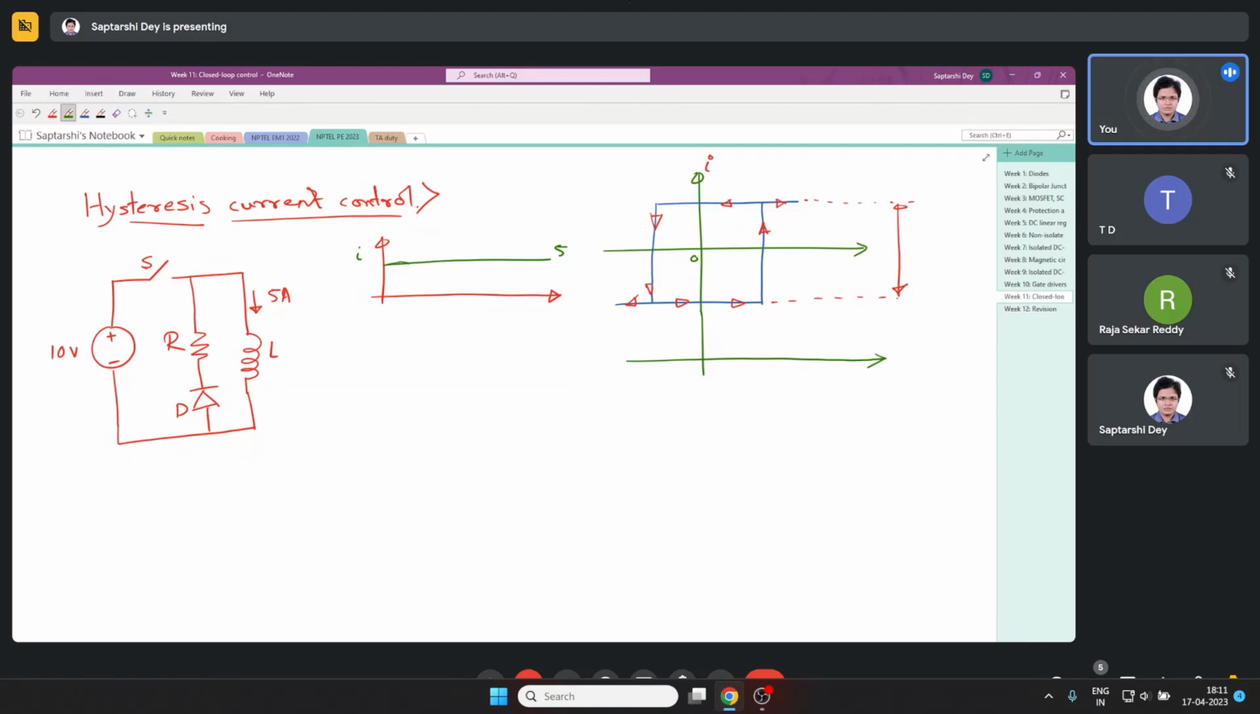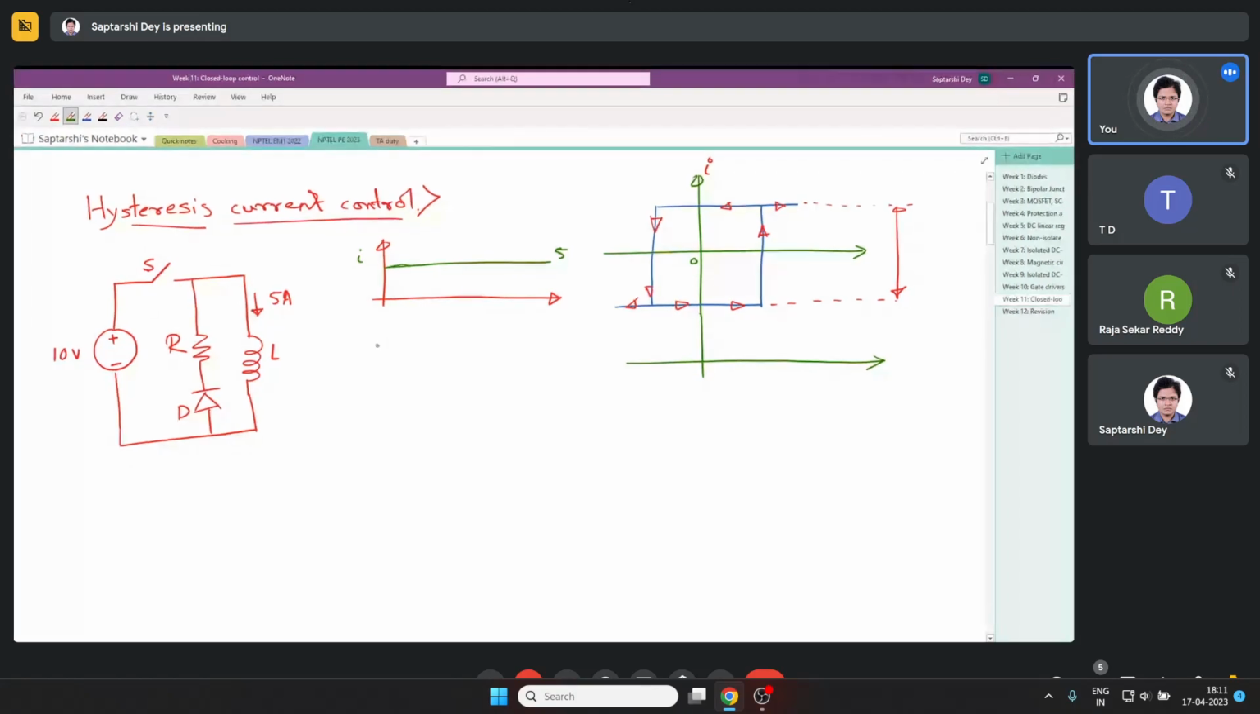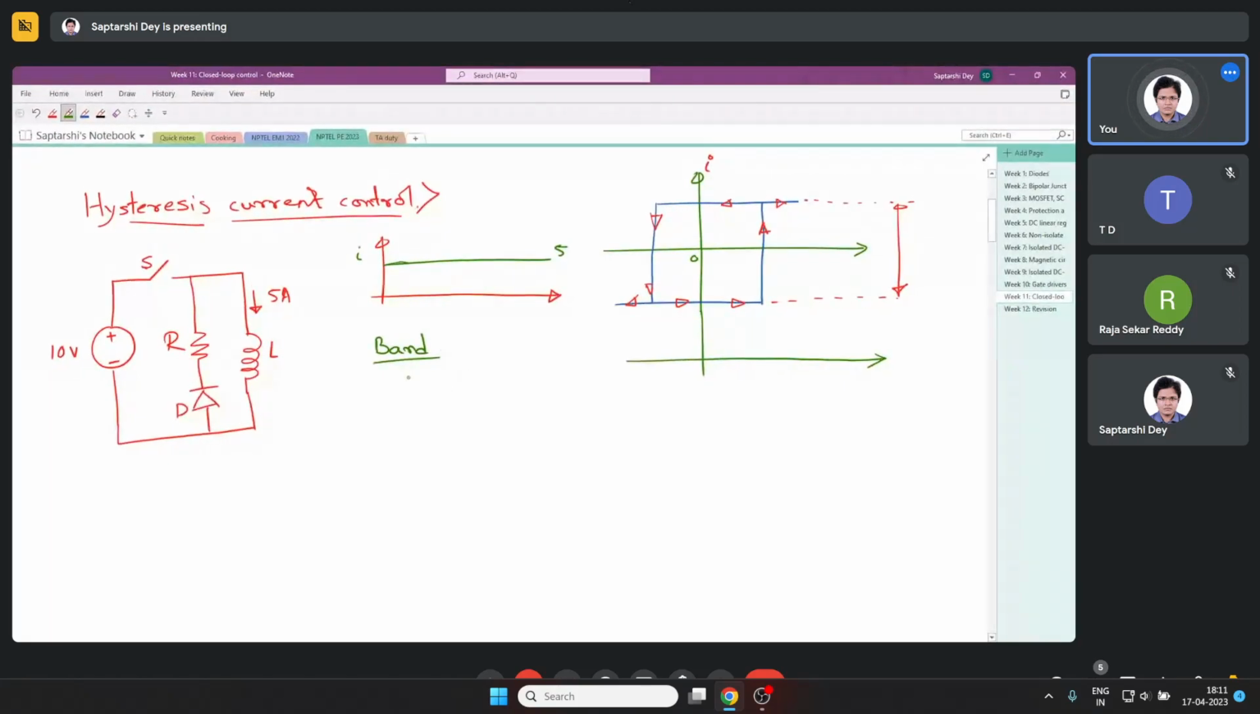Suppose you are using an air conditioner to cool your room and you set it at 23 degrees centigrade. If the air conditioner tries to keep it at exactly 23, then, although nowadays inverter ACs are different, for the olden days ACs it is difficult to keep exactly at 23. It will frequently start and stop. So what is done is we create a band, called the hysteresis band.